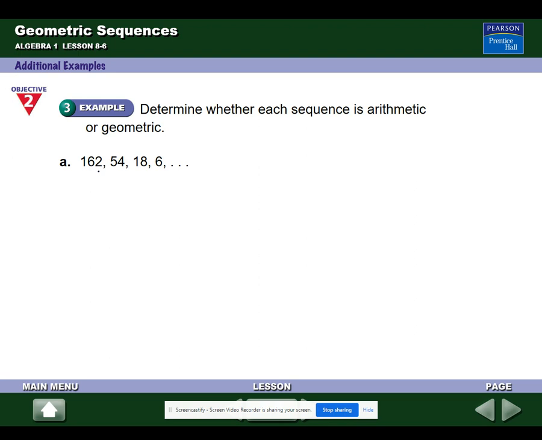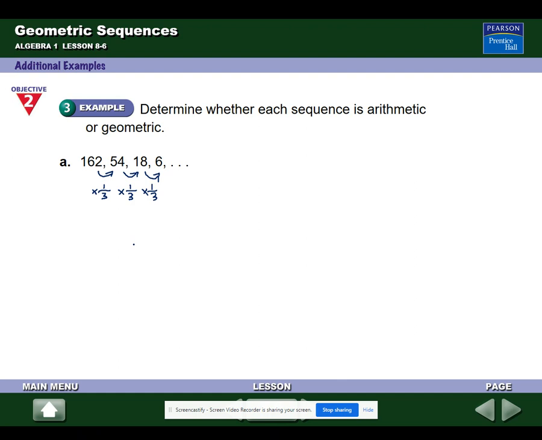In fact, what it is is 1/3. Take 162 and multiply it by 1/3, you'll get 54. Multiply 54 by 1/3, you'll get 18. Multiply 18 by 1/3, and you'll get 6. So it's a geometric sequence. The common ratio is 1/3.